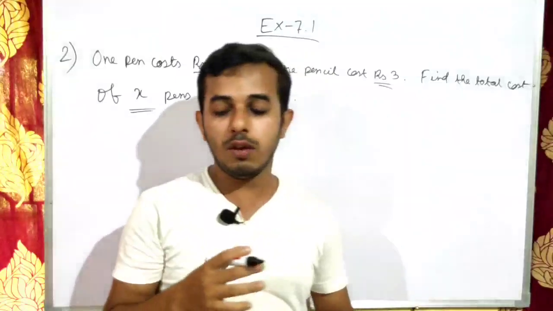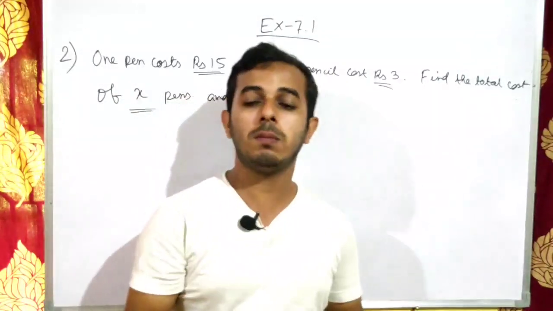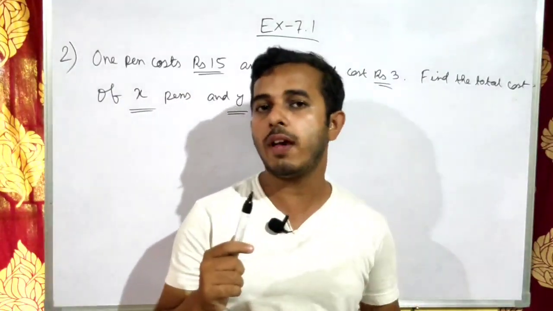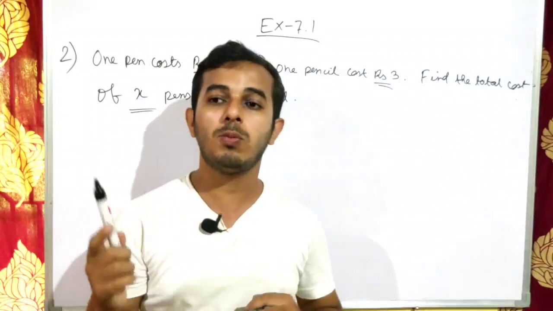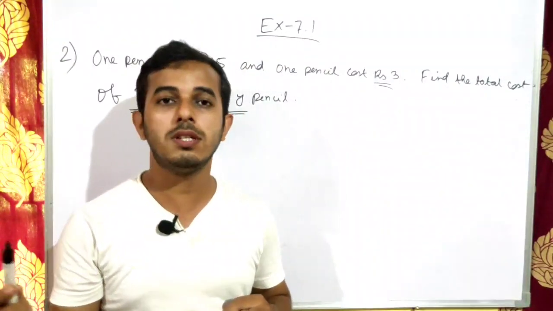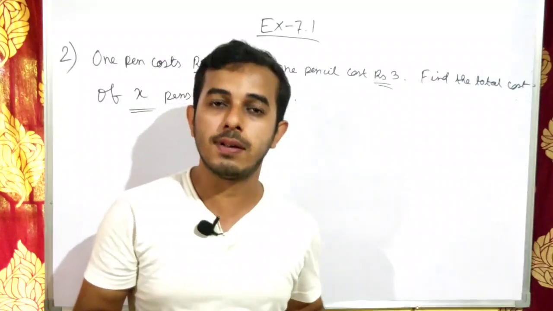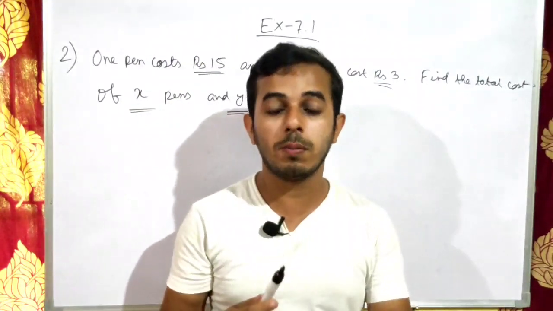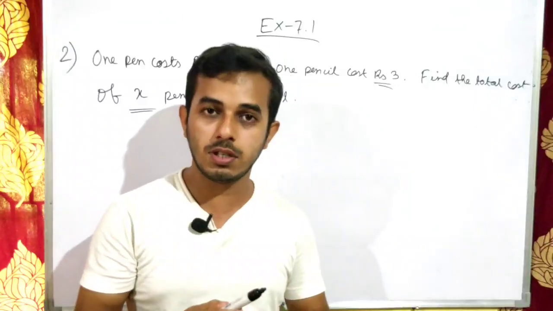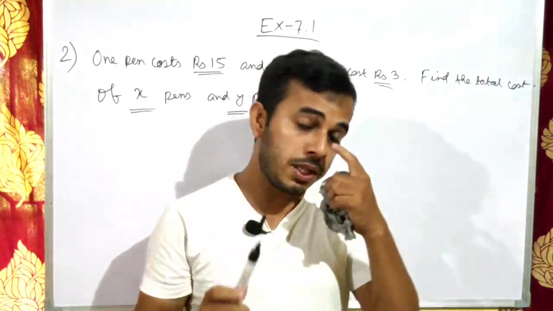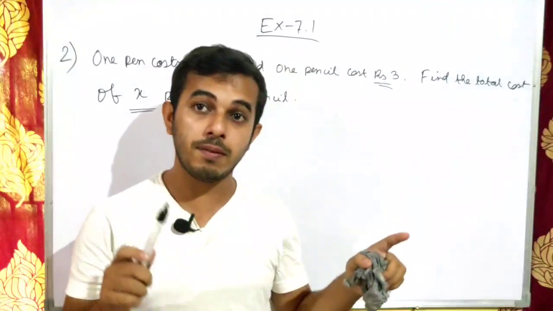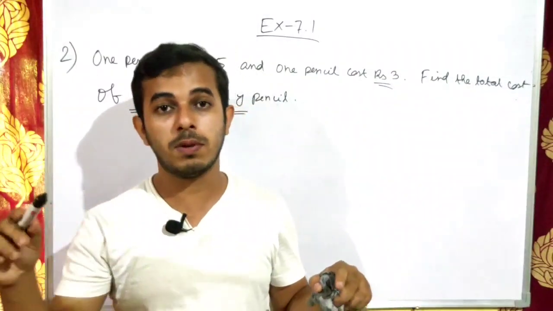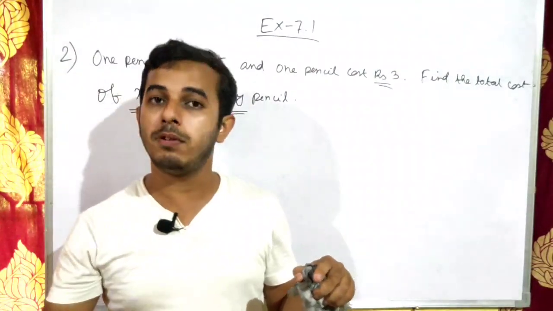Look, for example, if the cost of one pen is rupees 5 and I want to buy 5 pens, what will be the result? It will be 5 into 5, isn't it? The total price will be 5 times 5. Rupees 5 plus 5 plus 5 plus 5 plus 5, that is 5 into 5, isn't it?